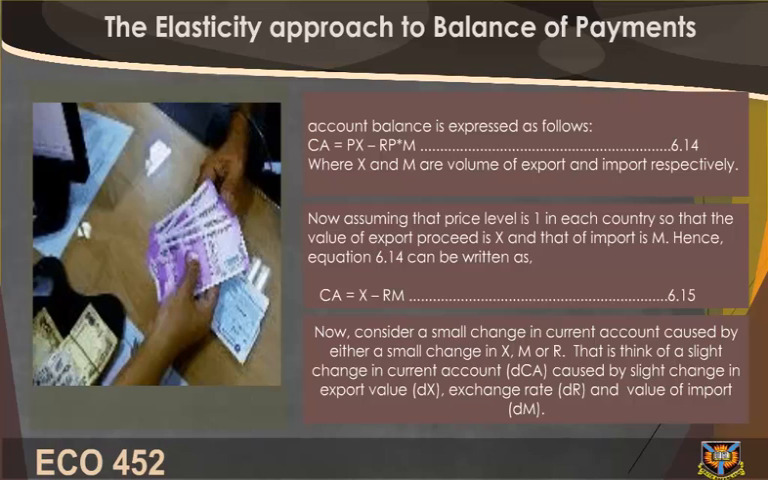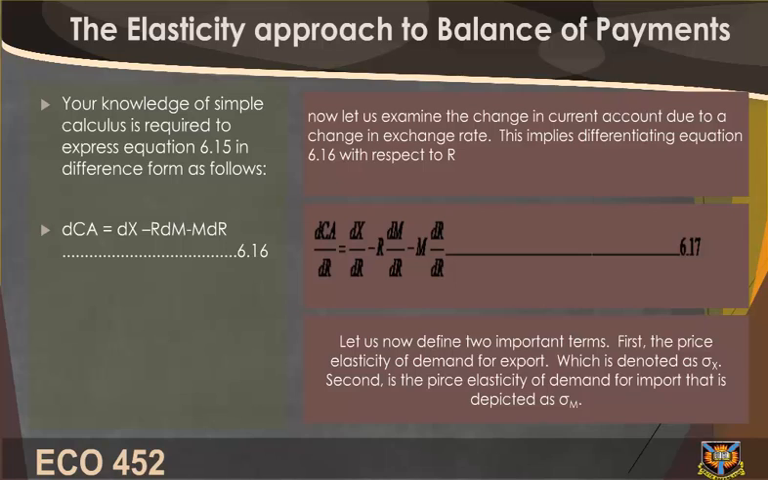Now, assuming that price level is 1 in each country so that the value of export proceeds is X and that of import is M. Hence, equation 6.14 can be written as follows. Now consider a small change in current account caused by either a small change in X, M, or R. That is, think of a slight change in current account, dCA, caused by a slight change in export value dX, exchange rate dR, and value of import dM. Your knowledge of simple calculus is required to express equation 6.15 in different forms as follows.